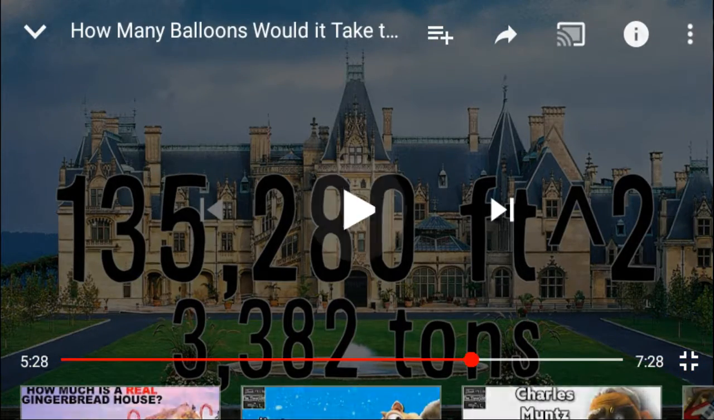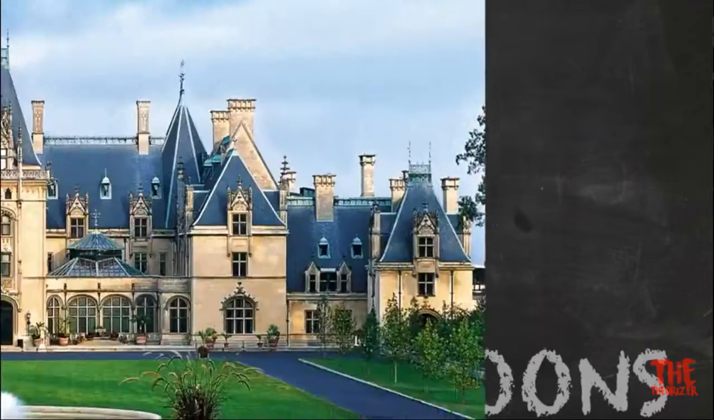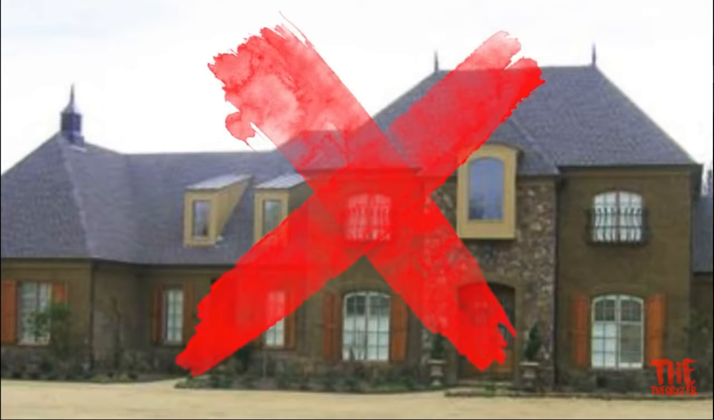Let's go. And will require 193,620,000 helium balloons. America for the win. Oh yes, definitely. My hunger turned obsession for massive numbers. We need big numbers. So I stopped with houses.